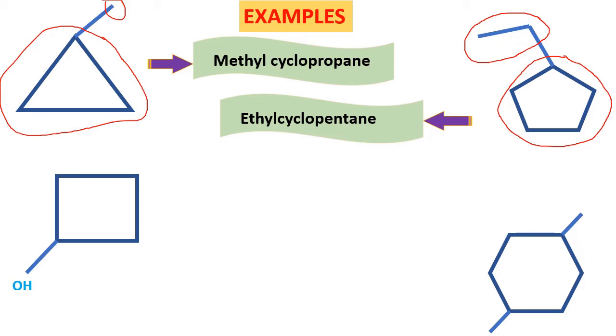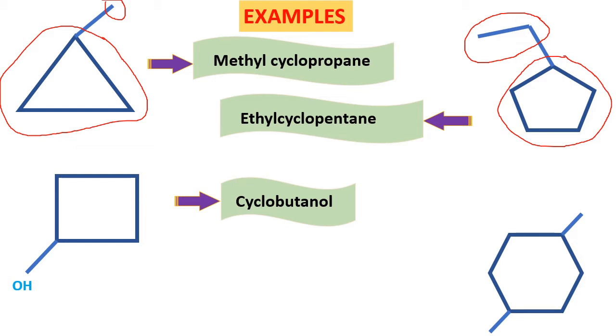If you look at the structure present on the left side, what you can see here is basically a cyclobutane structure. To this, one functional group OH is attached. When the functional group OH is attached, then it is known as cyclobutanol. Similarly, for the structure at the extreme bottom right side, the parent compound is cyclohexane.